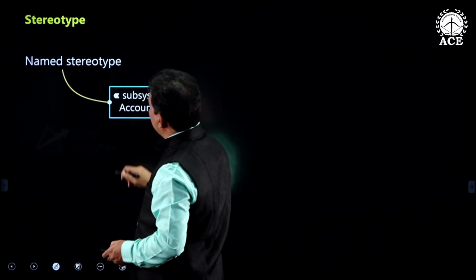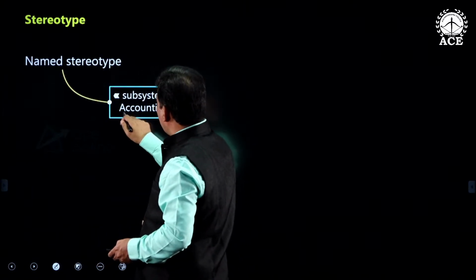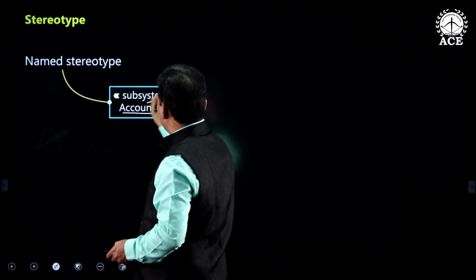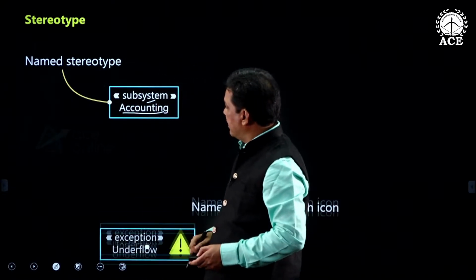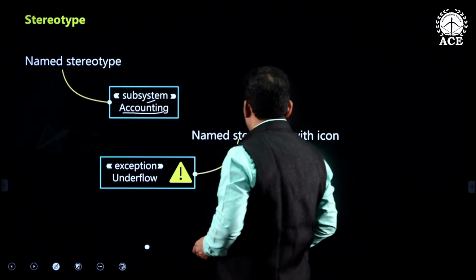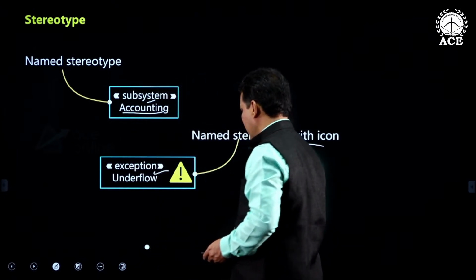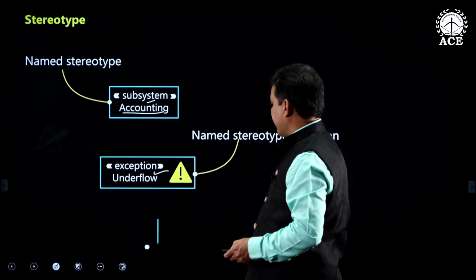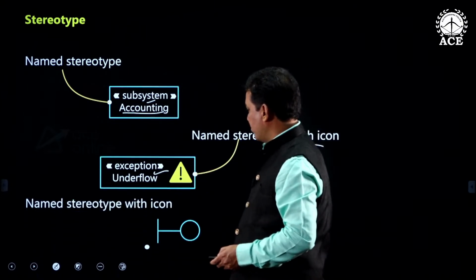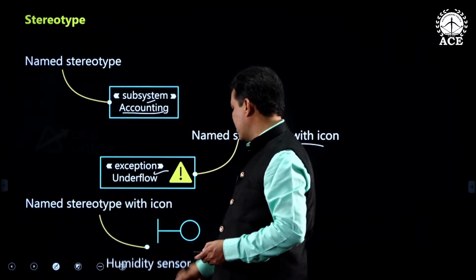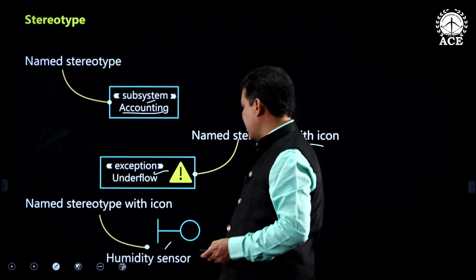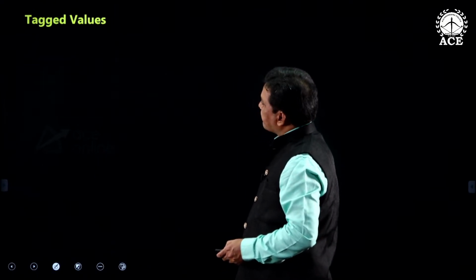So this is a named stereotype. Accounting is the stereotype graphical representation. And this is a named stereotype with icon. The named stereotype exception, underflow, with icon. And here is one more named stereotype with icon. Humidity sensor can be represented like this.